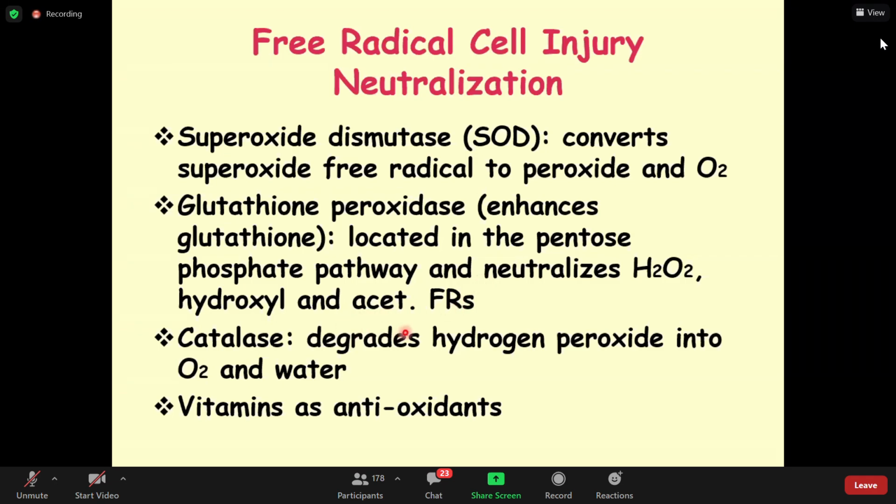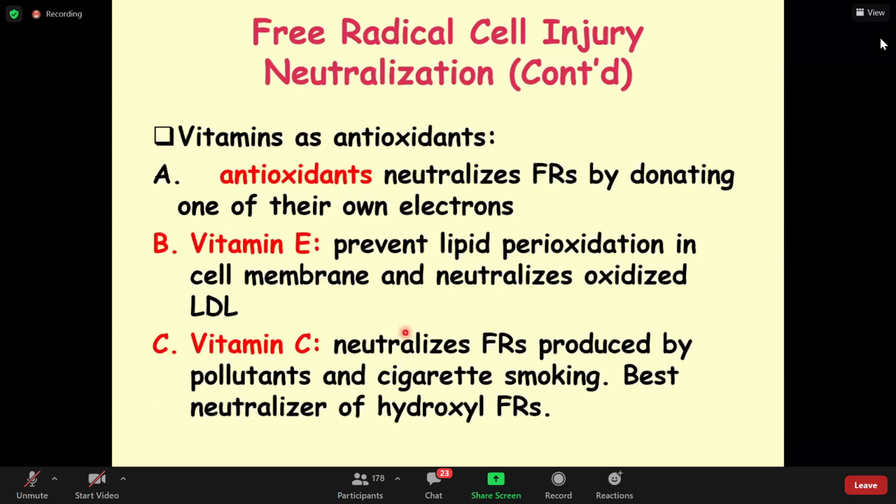Catalase will take care of the hydrogen peroxide. Vitamins as antioxidants. How do the vitamins do it? In one of two ways. One of them is to donate one of its electrons to the free radical, putting it to rest as a result of that. The other way is simply to prevent lipid peroxidation from happening, and by doing this, it will keep the membranes of the cell intact.